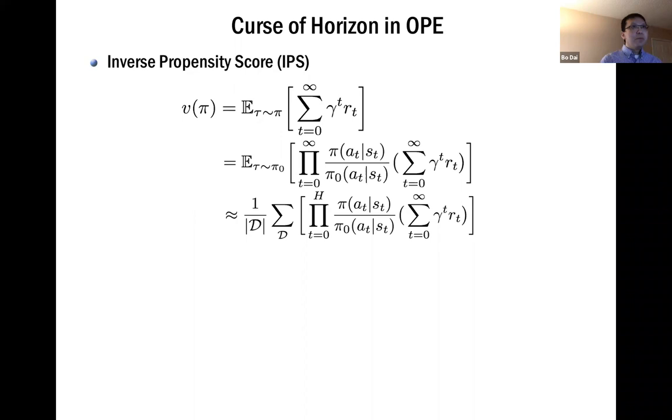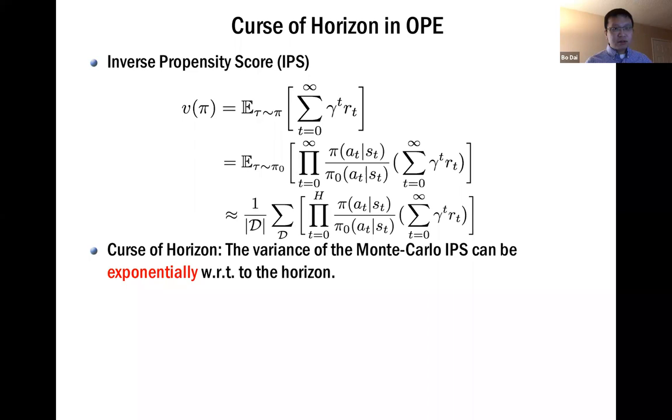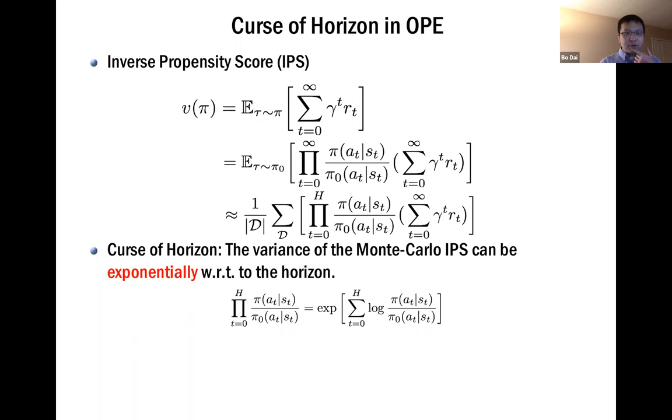But this estimator actually has some serious problems because the variance of this estimator is exponentially increasing with respect to the horizon, which means as the horizon becomes longer and longer, you cannot have a good estimation for the policy value. The reason why it has the exponential relationship to the horizon is simple. You can see we transform the product term to this exponential summation formulation. And under the assumption that the ratio between this target policy and pi zero is bounded, it directly gives you that eventually this ratio is bounded by exponential h times c. So roughly speaking, this is the reason why this IPS is not working well in practice.